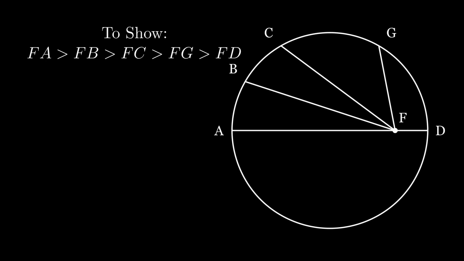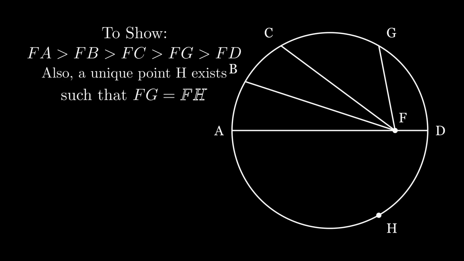Another thing we want to prove in this proposition is that given any point on the circle, and connecting that point to F, there will only be one other line from F to the circle that is equal to it. And it will be on the opposite side of the diameter. So let's prove the first part of this proposition.